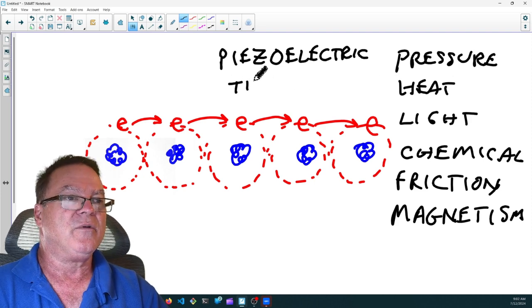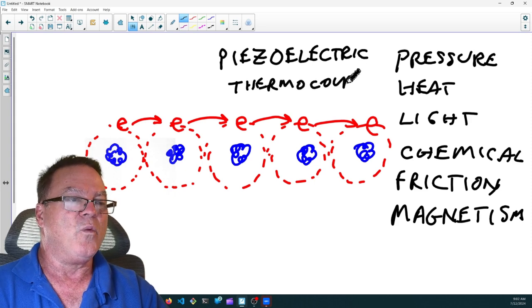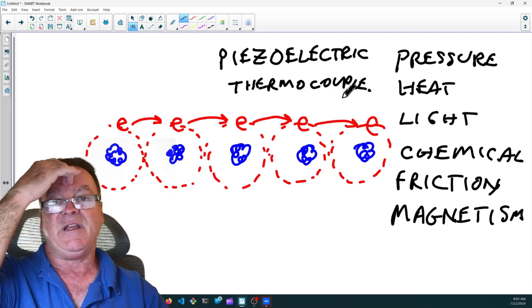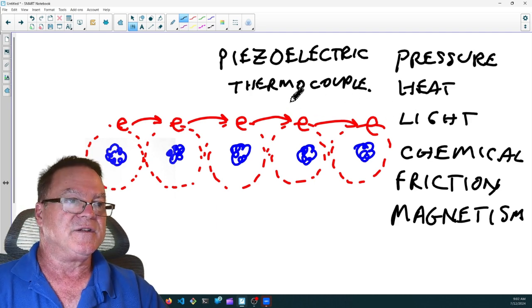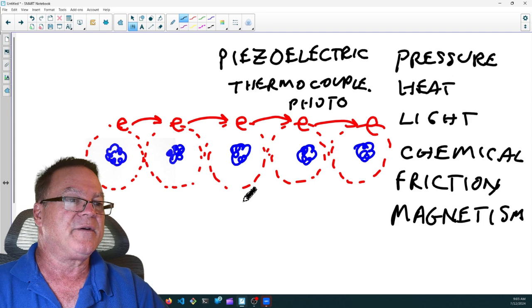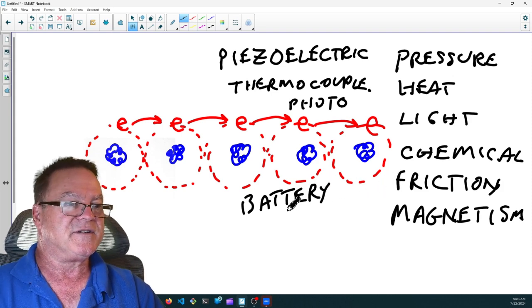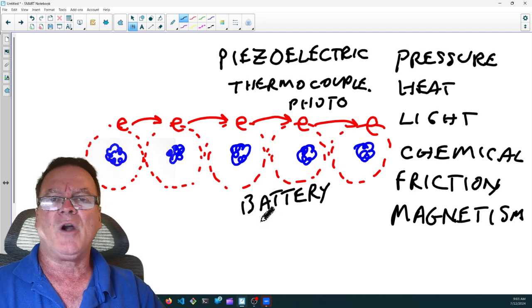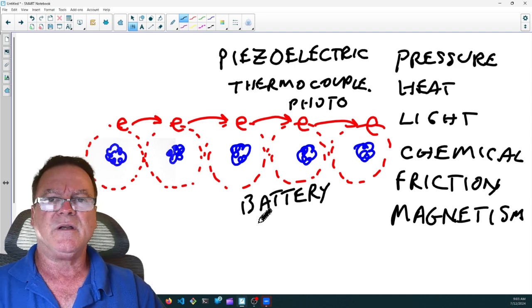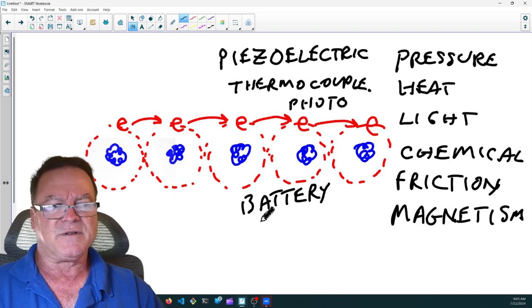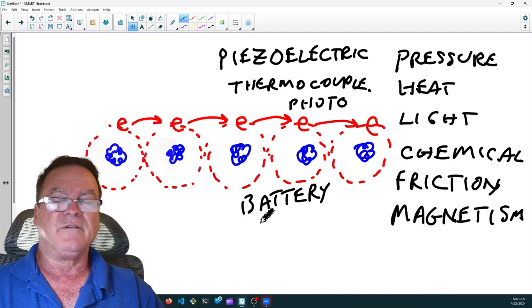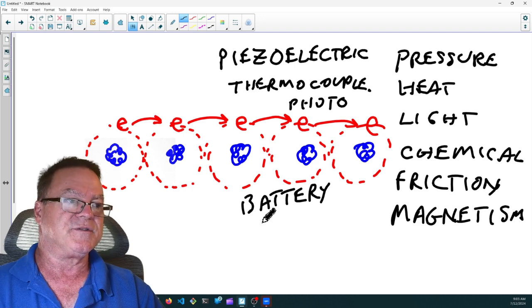Heat, you can make a thermocouple, and it's 2 dissimilar metals welded together, and when it's subjected to heat, then electrons move. Light is photovoltaic, and that's your solar cells. Chemical is a battery. You use AAA and AA and C and D batteries. Friction is when you scrape your feet on the carpet, you touch the doorknob, and you emit an electrical lightning bolt. A tiny little electrical current flows from you into the doorknob and it hurts.